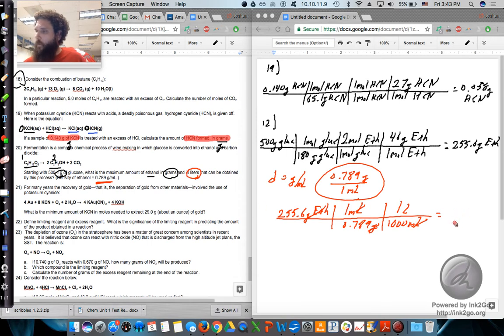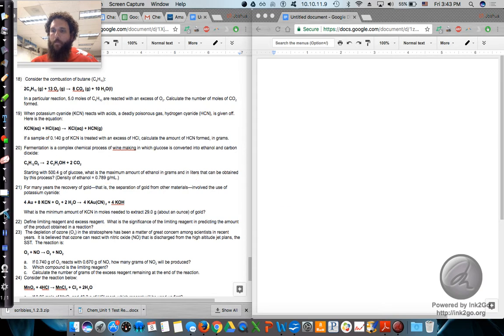Let's get rid of all that there and try again. 323.9 liters of our ethanol. So that's how we use density to figure out the volume of a solution after we do stoichiometry. All right, we've got to start over, so this is getting wiped. I don't think we have to move down yet because we're on 21 now.